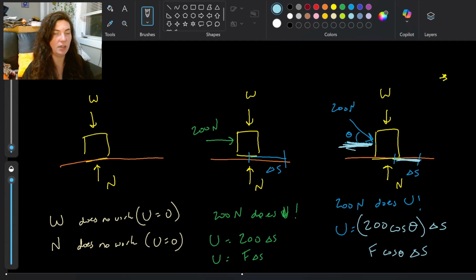And we'll have a lot of different work scenarios. Sometimes our force will be changing. Sometimes we might have spring force, have weight doing work, variable forces, a few different scenarios that we'll talk through in just a second, where we really have to analyze: is this force in the direction of displacement? Because that's how we're going to calculate our work.